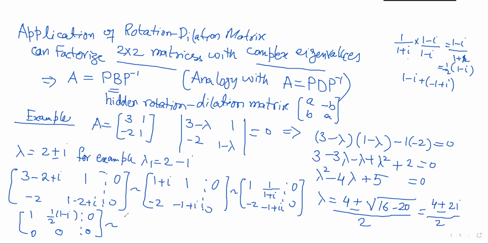So now what I get is 1, and then 1 minus I by 2, and then 0, 0, 0, 0. Maybe I can write it in the next column. So what I get is, again, 1, 1 minus I over 2, 0, 0, 0, 0.